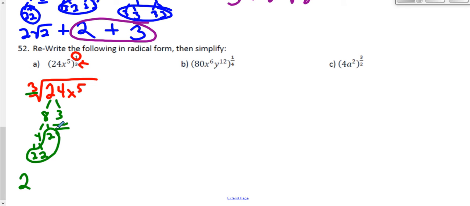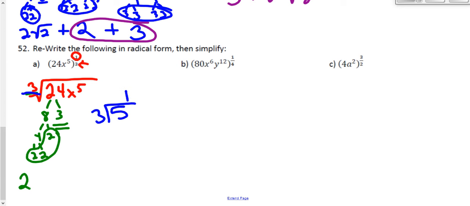Now before I finish doing that up, I'm going to go ahead and take a look at the x. And remember, when I have variables, I can do them differently. I can either write out all of the x's and circle my groups of 3 to see how many I can bring out, or I can use the long division process, which is much faster. I just look at the exponent of my x, that's how many x's I have inside, and I divide it by the index, which is how many I need to bring something out.